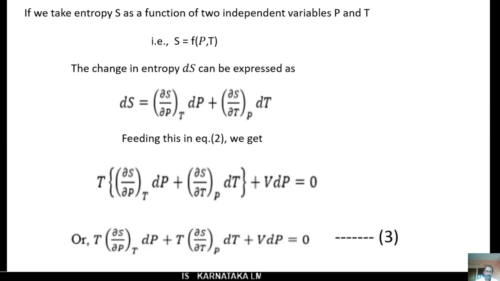Or just multiply T, open this flower bracket: T into ∂S/∂P into dP plus T into ∂S/∂T into dT plus V into dP as it is, which is equal to 0. Let it be equation 3.